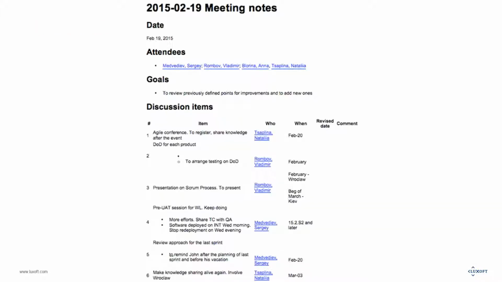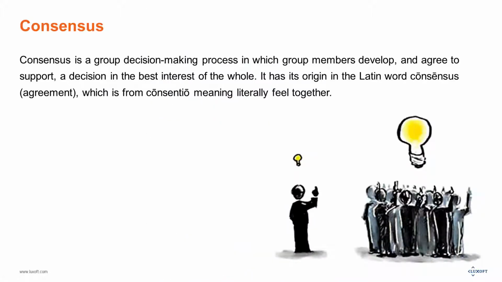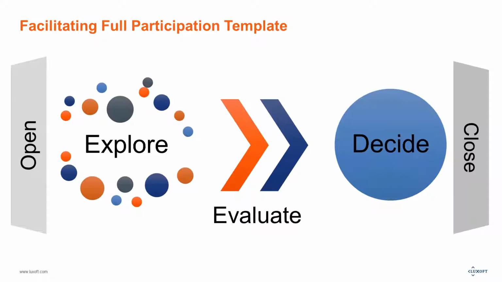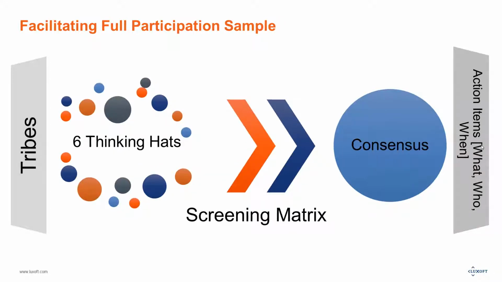The last part of the meeting is writing meeting notes. Here we can come back to our template and see that it can be in the closing part. In our sample, it is action items that are written in the format: what, done by whom, and by when.